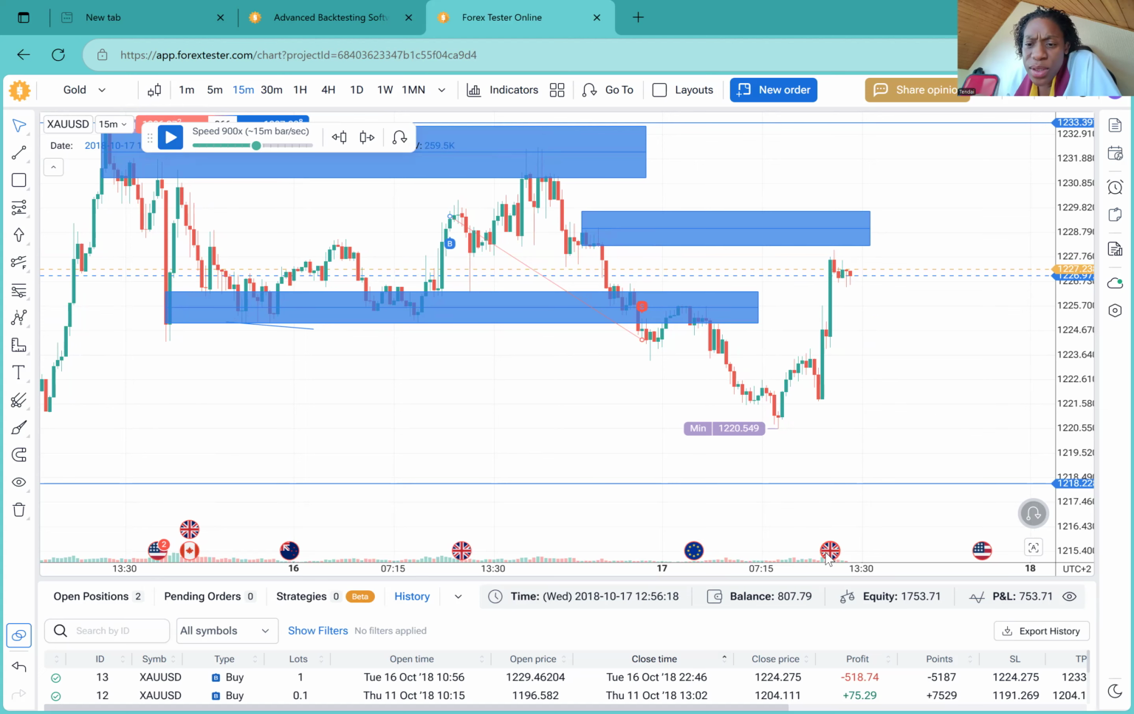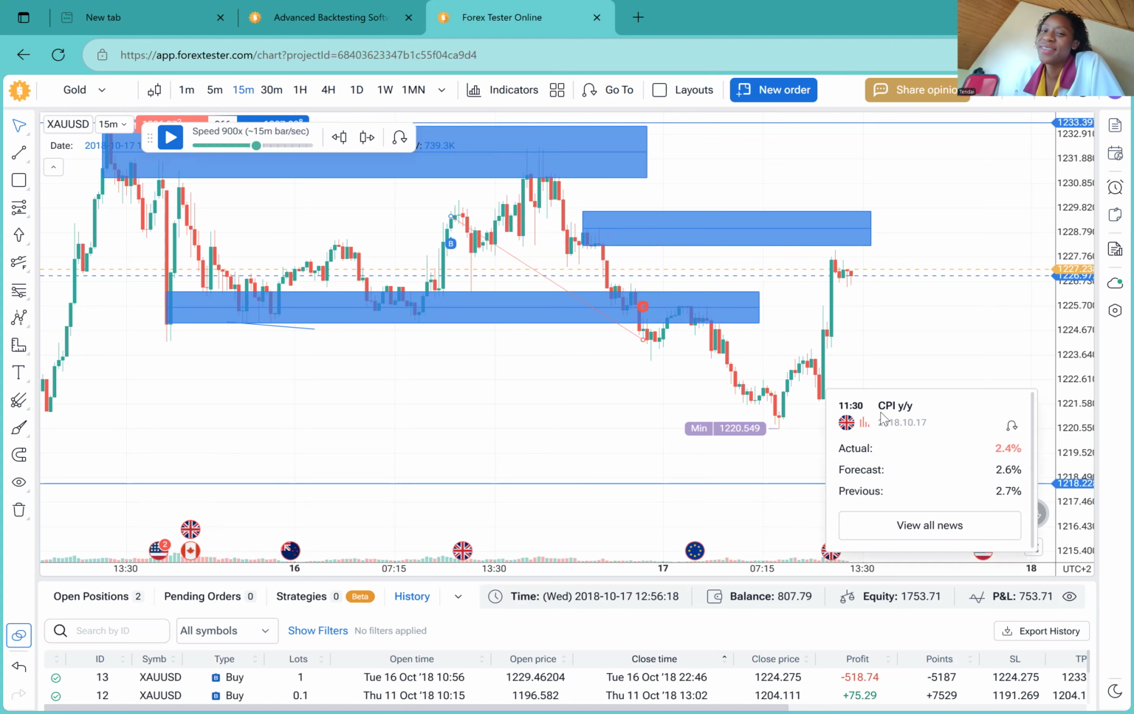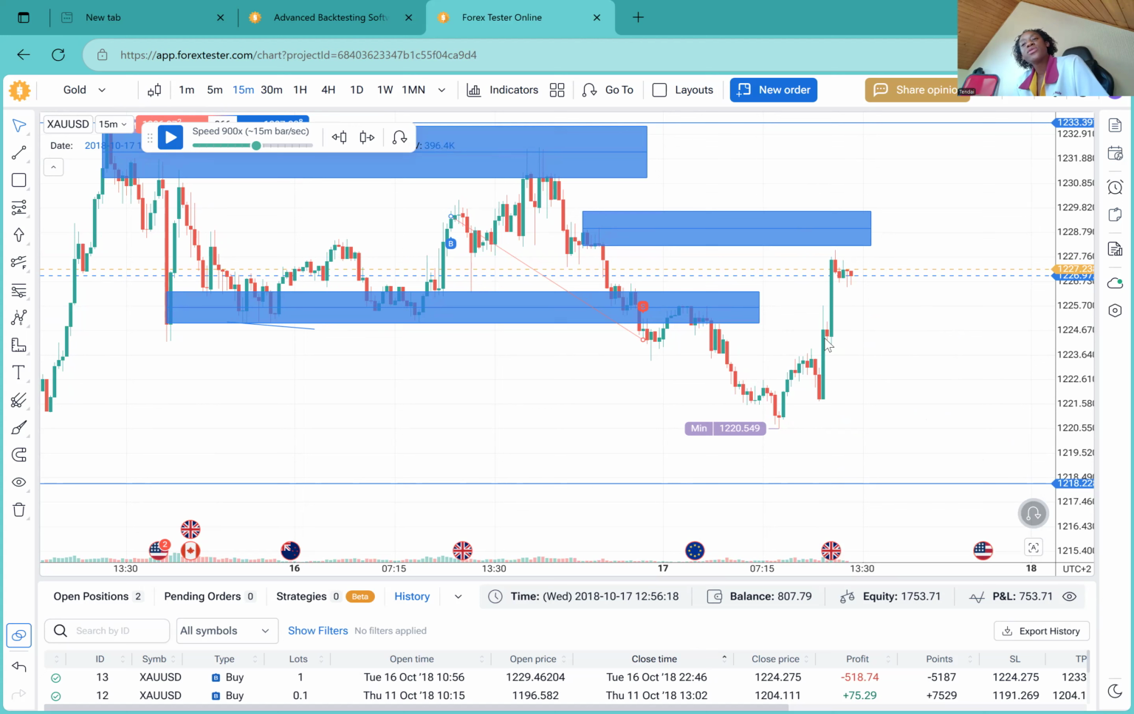Okay, so here we've got some news. CPI. Oh my gosh. Yeah, guys, if there is CPI, the previous forecast was 2.6, and the actual was 2.4, which was even less. So any sort of CPI news, you get information about it on Forex Factory, and it always affects the market, always.